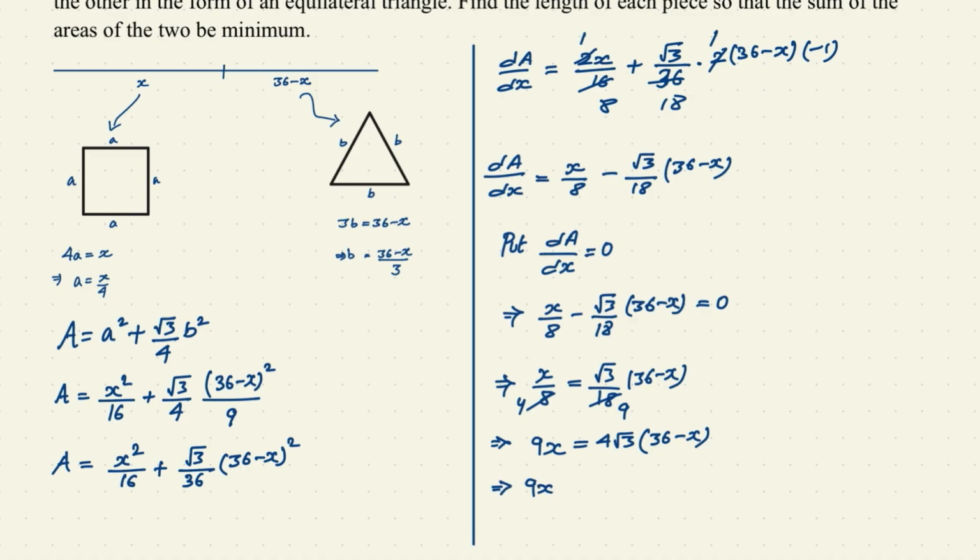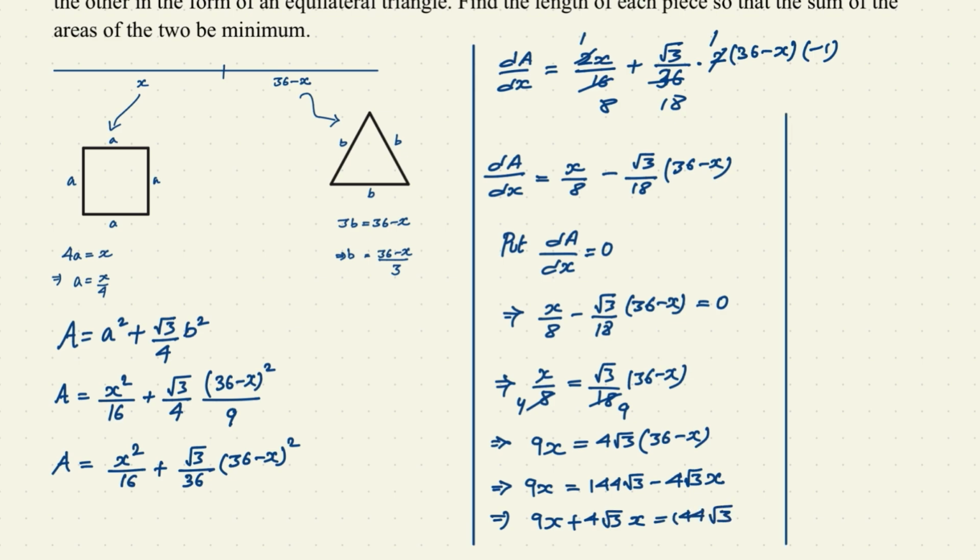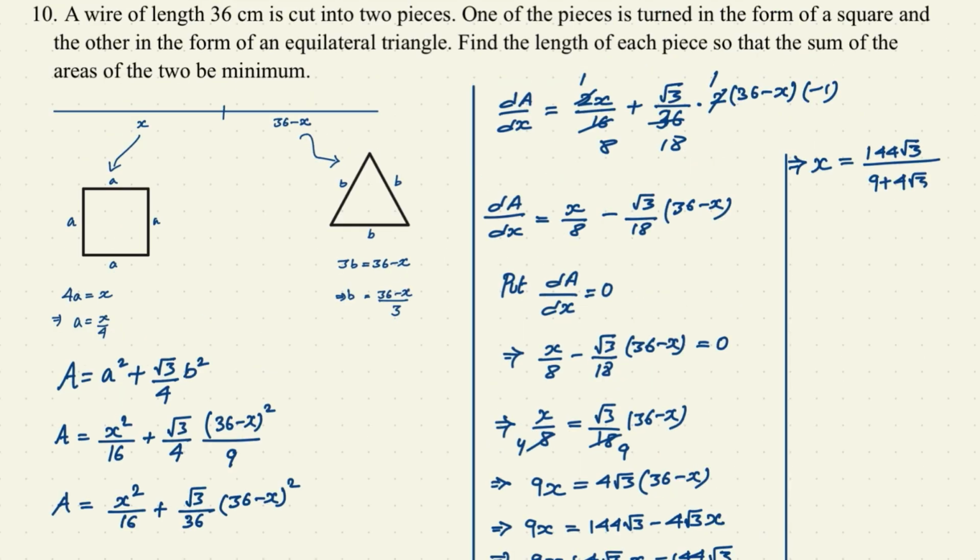which implies 9x equals 144 root 3 minus 4 root 3 x. So it will be 9x plus 4 root 3 x equals 144 root 3. Therefore, the value of x will be 144 root 3 divided by 9 plus 4 root 3. So this should be the length of wire from which we are making a square. So this is my one part of the answer.